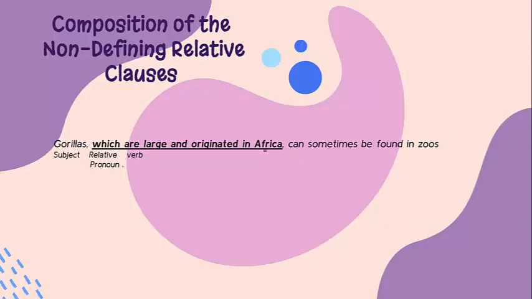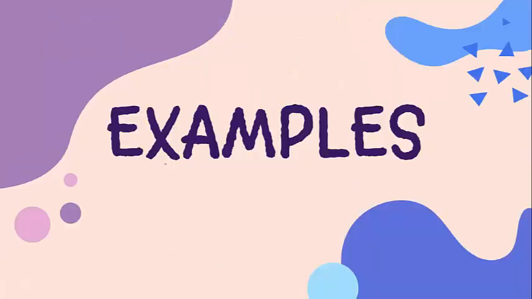Composition of the non-defining relative clauses. Gorillas, which are large and originated in Africa, can sometimes be found in zoos. Here we have the subject, the relative pronoun, here we have the verb, and the rest of the non-defining relative clause. And then we have more information about gorillas. Examples.